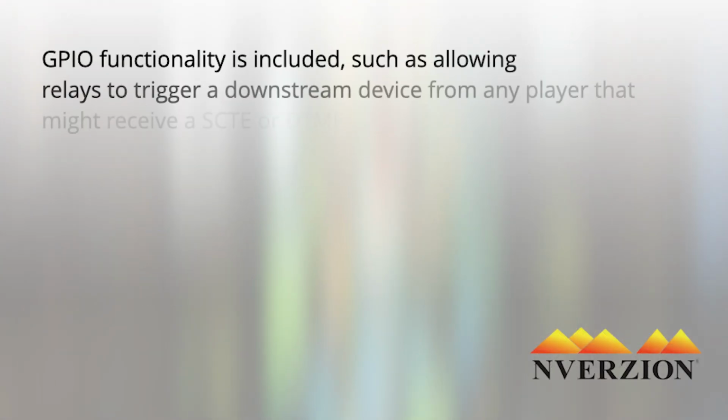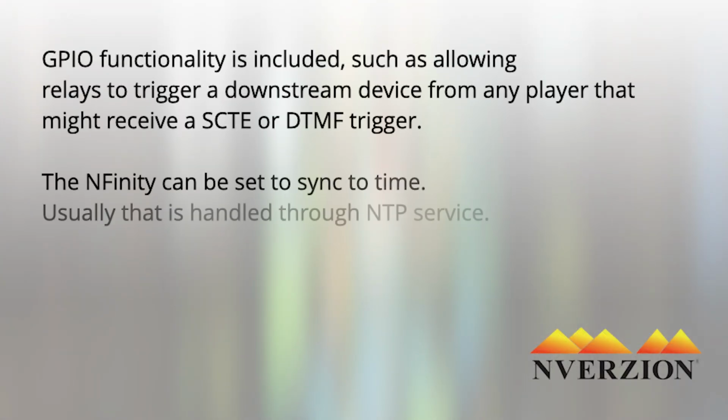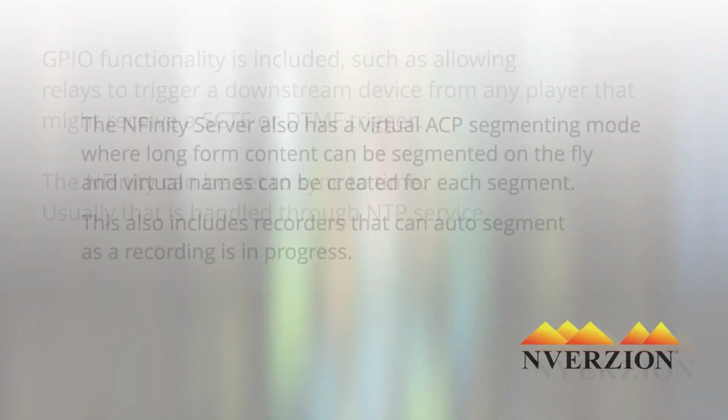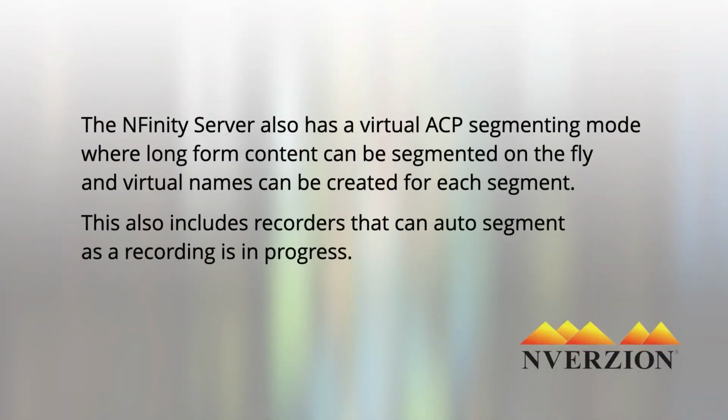GPIO functionality is included, such as allowing relays to trigger a downstream device from any player that might receive a SCTE or DTMF trigger. The NFinity server can be set to sync to time. Usually that is handled through NTP service. The NFinity server also has a virtual ACP segmenting mode, where long-form content can be segmented on the fly, and virtual names can be created for each segment. This also includes recorders that can auto-segment for any recordings in progress.